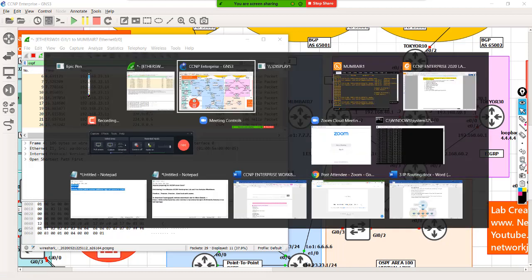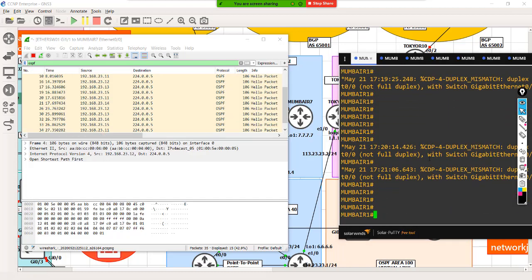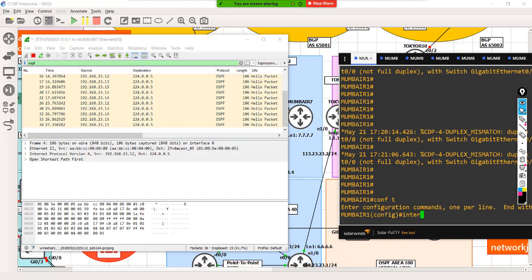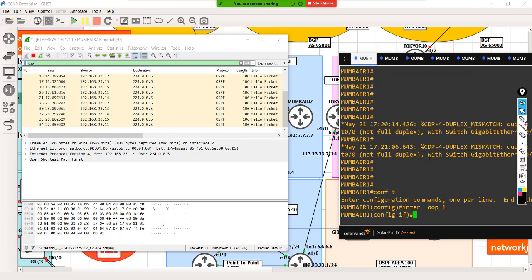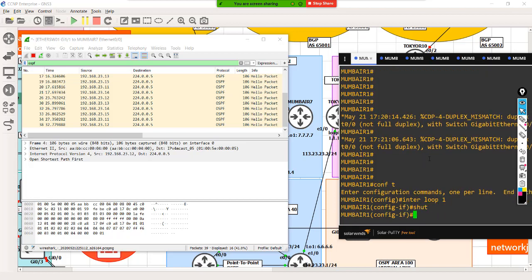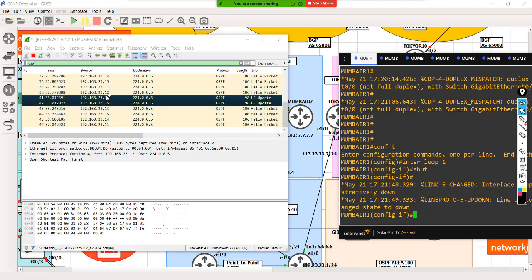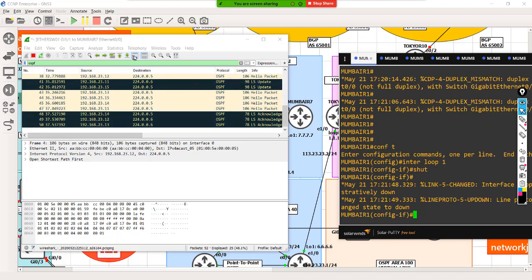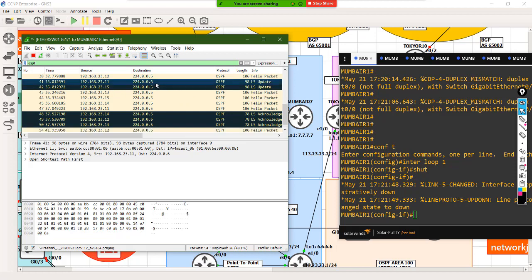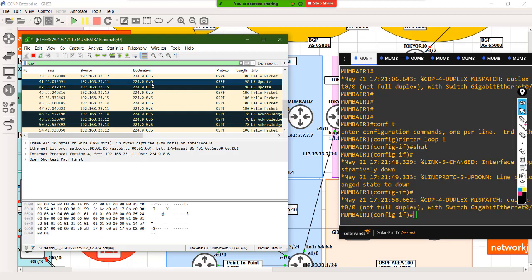I'll go to the first router. Let's say I bring one of the loopbacks down. I just put this as shut. You will see your first router immediately sent the update on which multicast address? On 224.0.0.6. Now who is listening at .6? It's your DR and BDR. The rest are going to discard this packet.